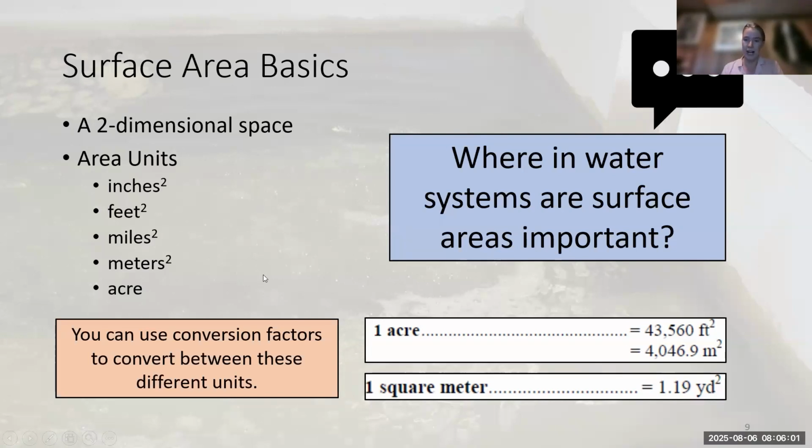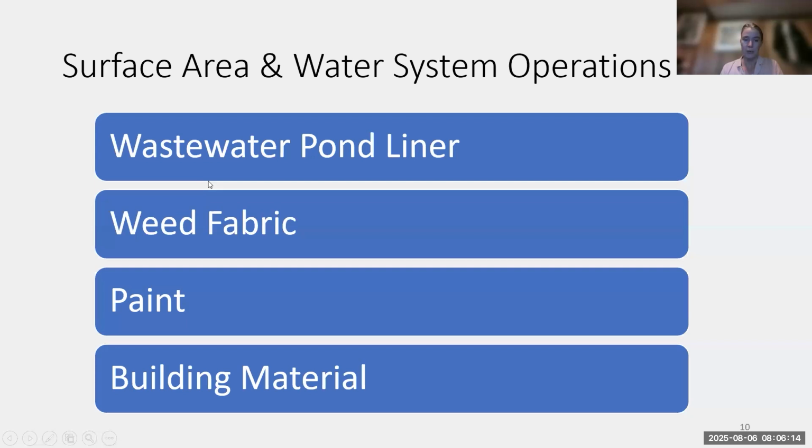So think about in your head here, where in water systems and wastewater systems might you encounter surface area calculations? Here are some of the ways that surface area comes into play for wastewater operations. You might need to calculate the surface area of a pond to make sure that you're putting the proper amount of liner in. Same goes for weed fabric around the edges of your lagoons, potentially, or buildings.